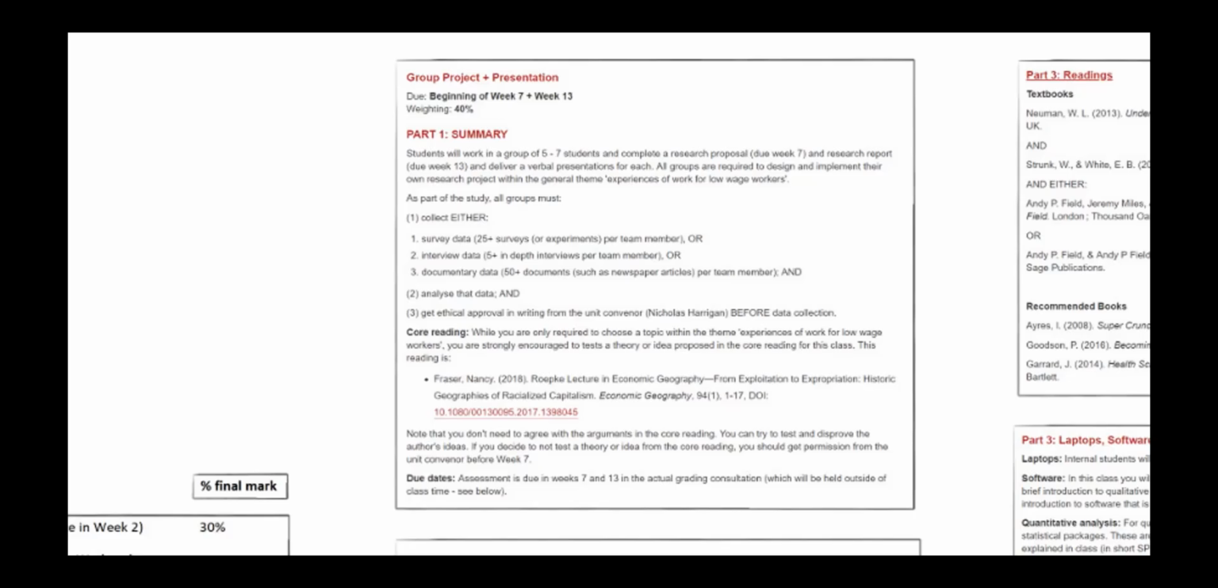So that's just a real big warning. You can't start your study until you have finished the project proposal and met with me in week 7. Cannot.